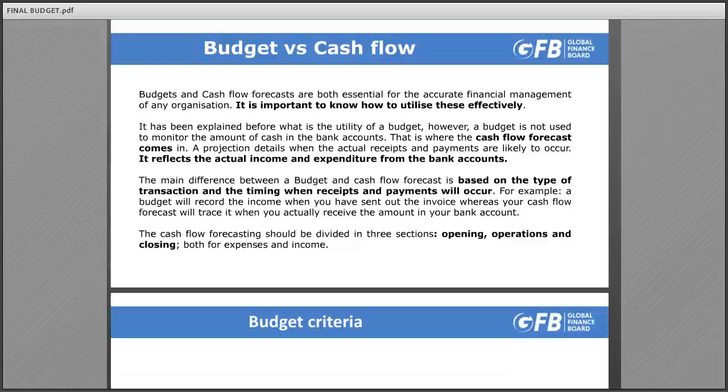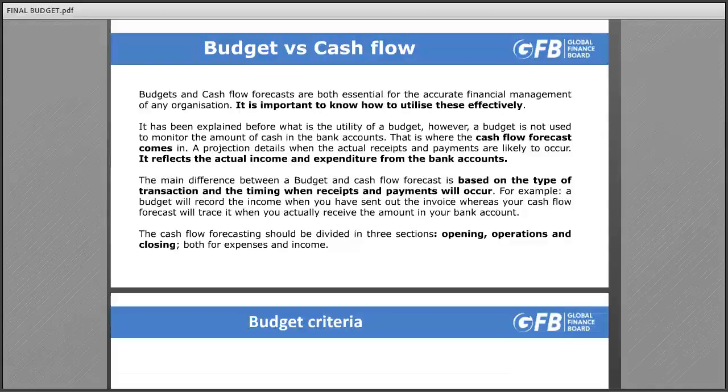So the main difference between a budget and a cash flow forecast is based on the type of transactions and the timing when receipts and payments will occur. For example, a budget will record the income when you have sent out the invoice, whereas your cash flow forecast will trace it when you actually receive the amount in your bank account. To put it into a real situation, let's say that you send an invoice in October to the TN and they pay in November. So in your budget you will put this amount of money in October, but in your cash flow forecast it will be in November.